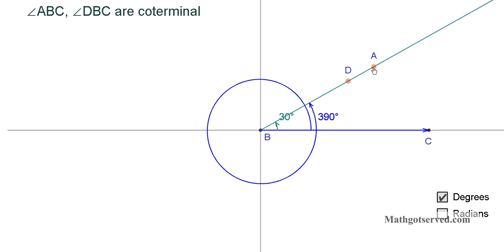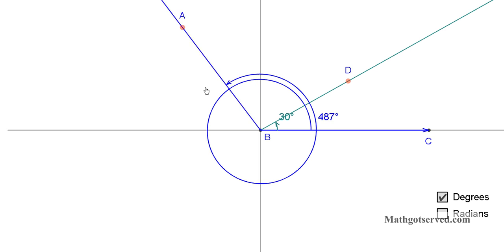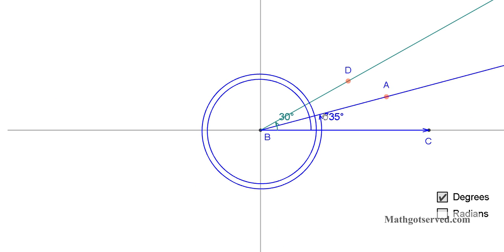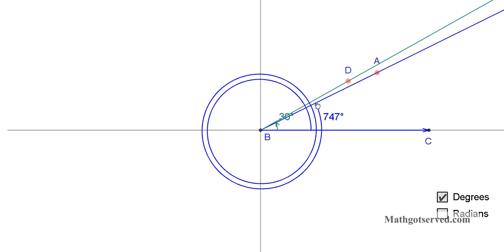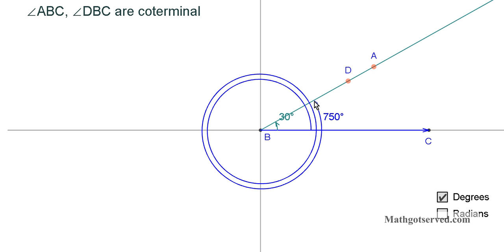I can do the same rotation in the positive direction again. So another full circle. How many degrees is that? That is 360 degrees added onto the 390. And boom, we have another coterminal angle. So notice that there are an infinite number of positive coterminal angles. The same goes in the other direction.